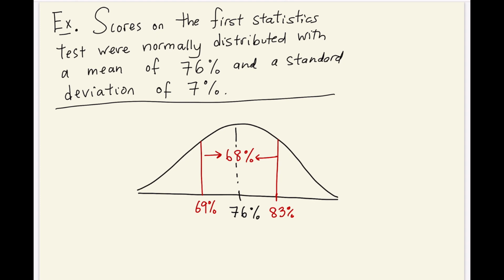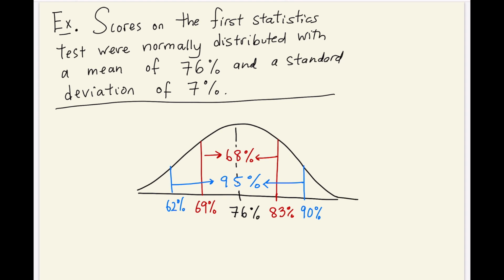And then I know that going out one more standard deviation, to 90% and 62%, we know that 95% of our data values are going to fall within here. So 95% of the students scored between 62 and 90%.